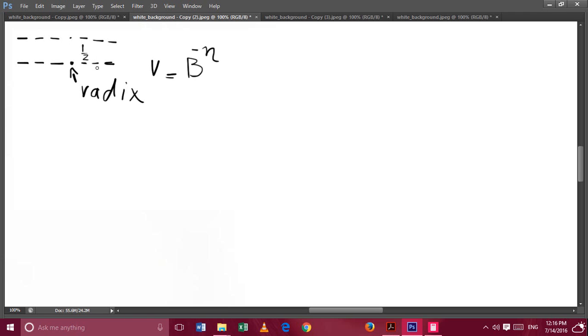The value of this place right here, 2 raised to the power of minus 2, would be 1/4. Here, 1/8. Why 1/8? Because it is the third place, so its value would equal the base, which is 2 raised to the power of minus 3. That would be 1/2 raised to the power of minus 3. That would be 1/8. Okay.